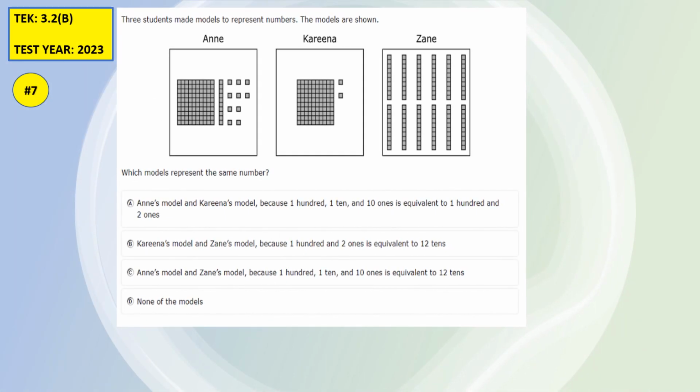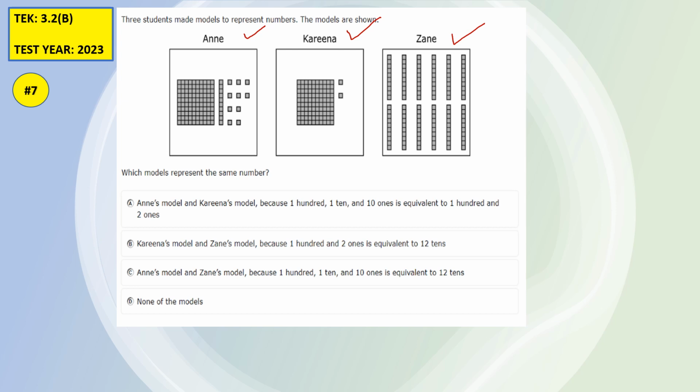At number 7, 3 students made models to represent numbers. The models are shown: Anne's model, Karina's model, and Zane's model. Which models represent the same number? So you're looking to determine which 2 models represent the exact same number.